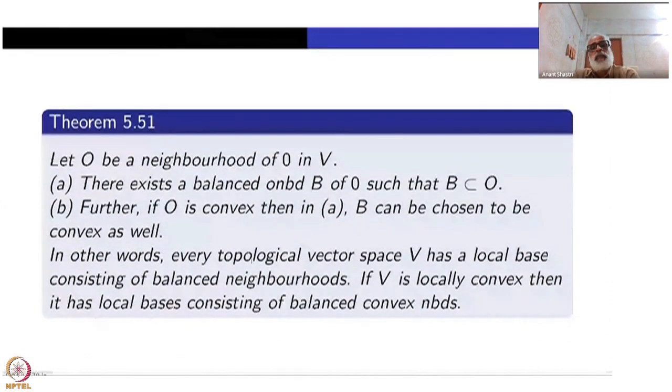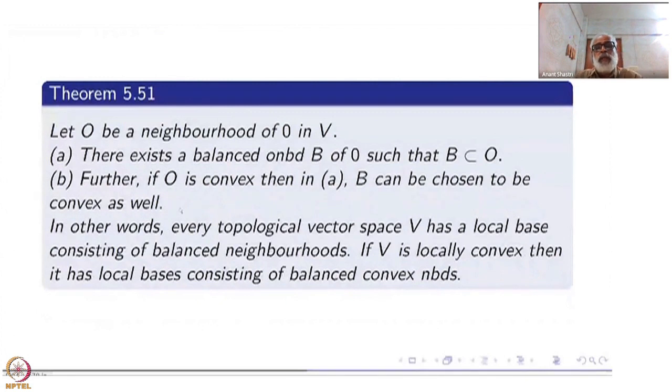Let us go ahead. Let O be a neighborhood of 0 in V. The first claim is that there exists a balanced open neighborhood B of 0 such that B is contained inside O. So an arbitrary neighborhood can be improved to become a balanced open neighborhood. Openness is obvious anyway; balanced is the whole idea. Further, if this O is convex, then in statement A we can choose B to be convex as well, that is, balanced and convex. That is, every topological vector space V has a local base consisting of balanced neighborhoods. That is statement A.